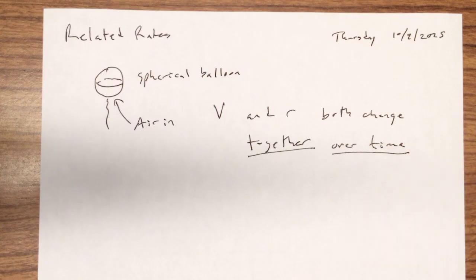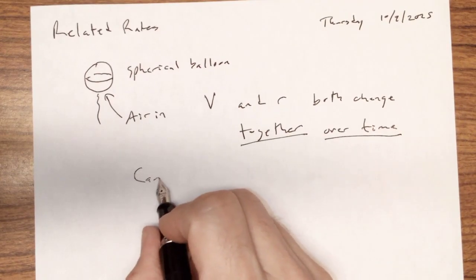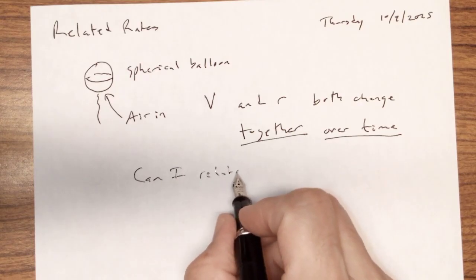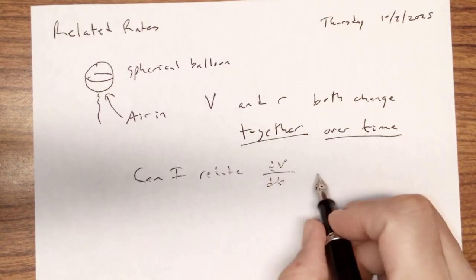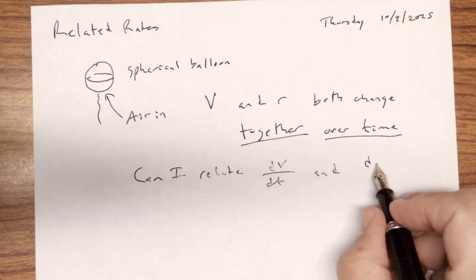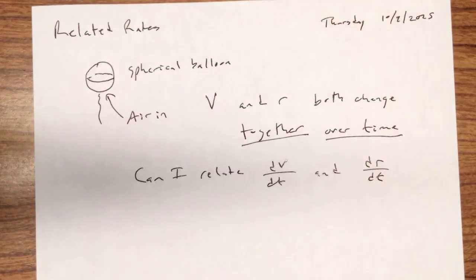So let's think about this. Can I relate the change in volume to the change in the radius? Again, and I asked this question the other day, if I think about a spherical balloon increasing in both volume and radius, it might benefit me to know how the radius is changing, so I know whether or not the balloon slams into my nose and or breaks my nose when it hits me in the face. So let's think about this.